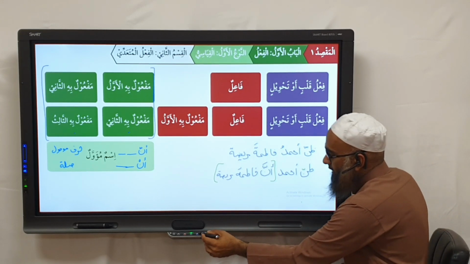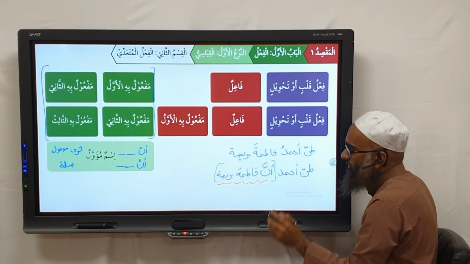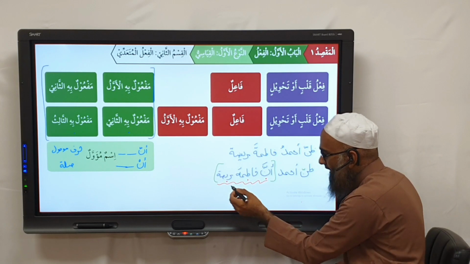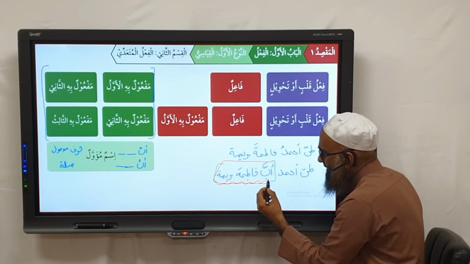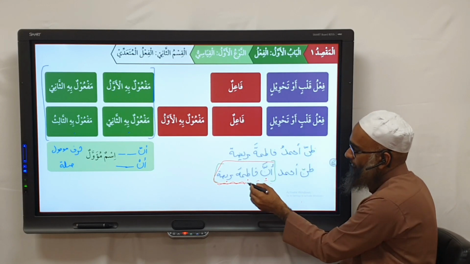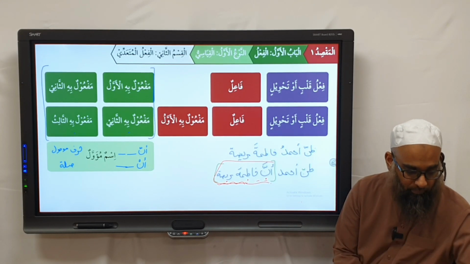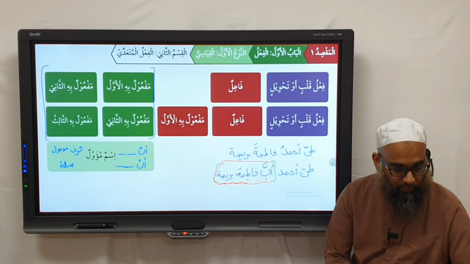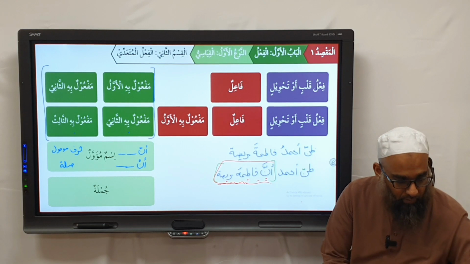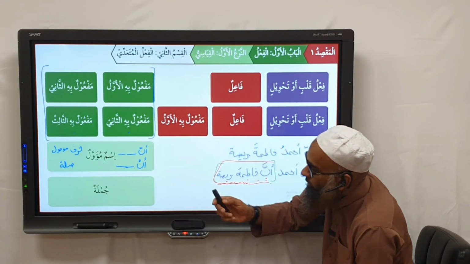So this whole thing takes the place of two مفعول به. The أن حرف مشبه بالفعل, the ism of أن, the khabar of أن, this whole thing replaces the مفعول به أول and مفعول به ثاني. Yes, it takes two slots. Another possibility, we can also have a jumla taking the place of the two maf'uls.